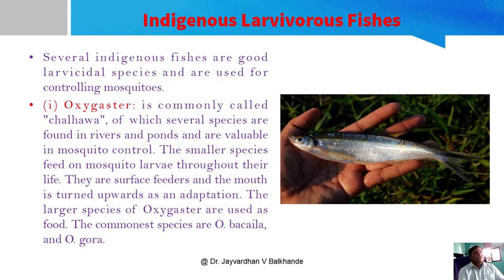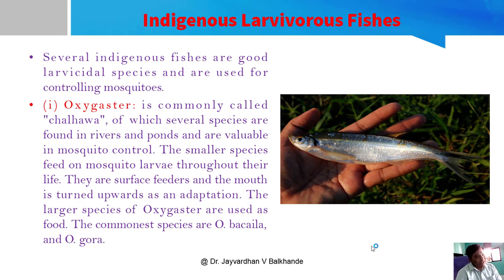The smaller species feed on mosquito larvae throughout their life. They are surface feeders and the mouth is turned upward as an adaptation. You can see in this picture, their mouth is turned upward as an adaptation, and the larger species of this Oxygaster are used as food also. The commonest species are Oxygaster bacaila and Oxygaster gora.